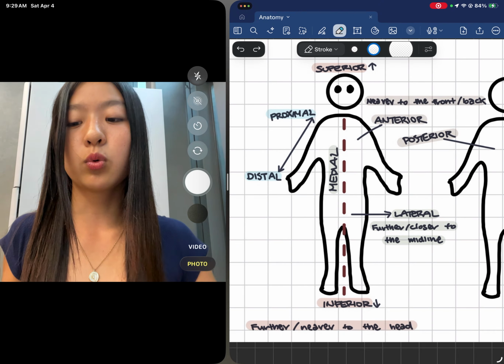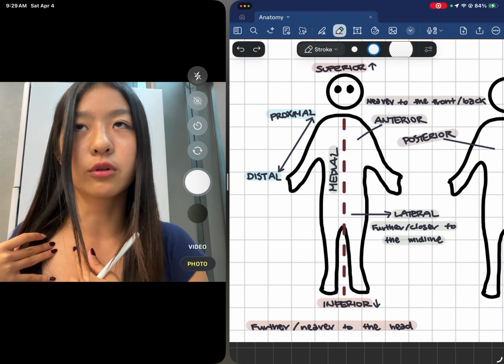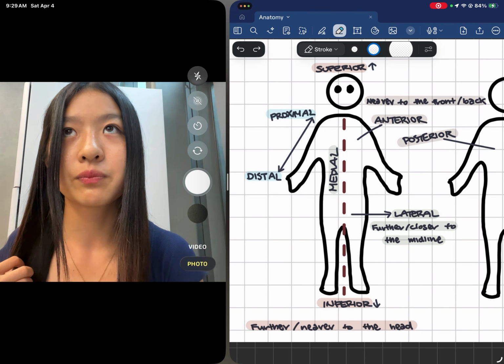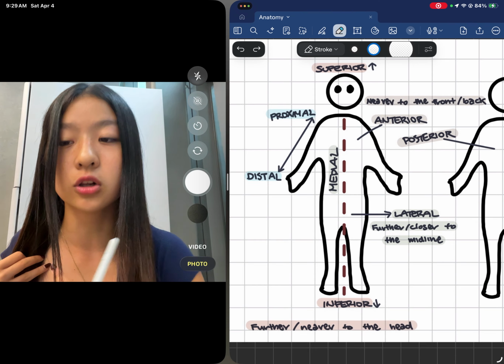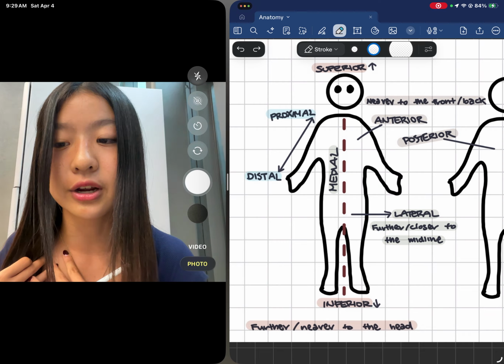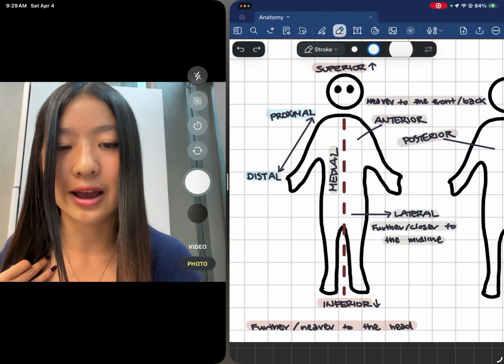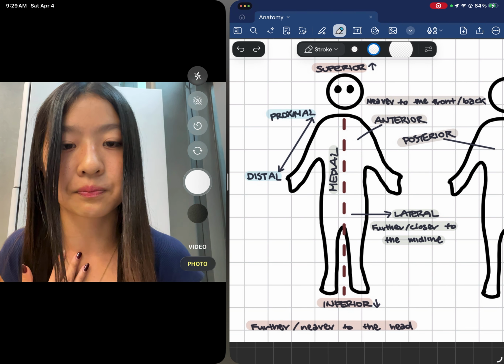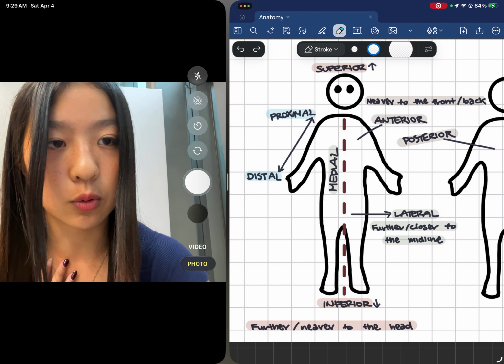For example, we know that the collarbone is the clavicle, and your patella is your kneecap. And the clavicle is closer to my head than my kneecap is. Therefore, my clavicle is superior to my kneecap. And then in reverse, my patella is then inferior to my clavicle. So that's a simple one to remember.